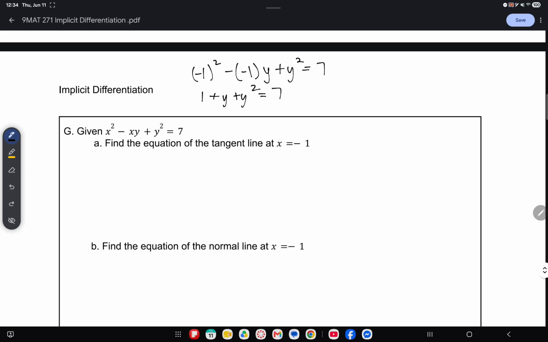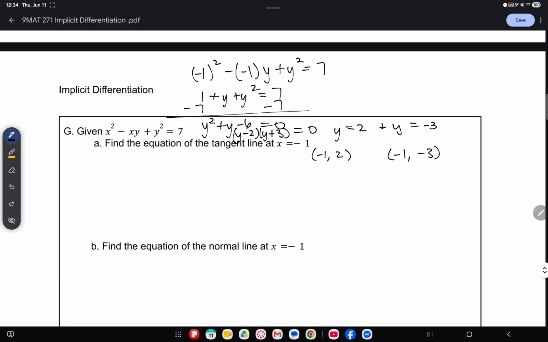Then I have like a quadratic in the y form. So let's subtract 7. Make this a little prettier. So y squared plus y minus 6. And then I think I can factor that: y minus 2, y plus 3. So I get y is 2 and y is -3. So I have 2 points, so I'm going to have 2 equations. So I got -1, 2, and I got -1, -3.